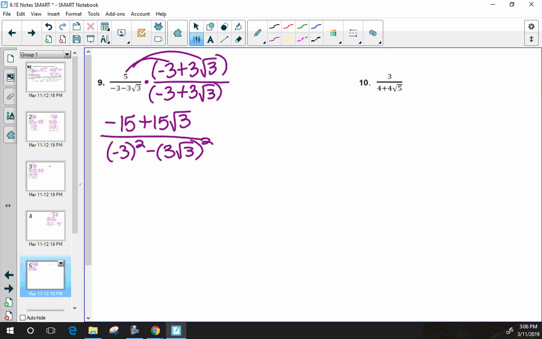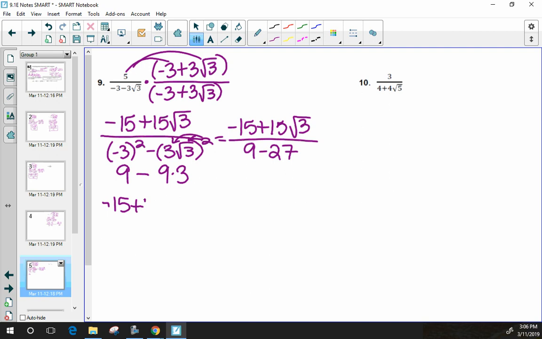Not much to do with the numerator so far, but let's clean this up down here. Negative 3 squared is just what, guys? 9 minus, and then 3, when I square this, I'm squaring both things. So 3 squared is 9, and then the square root of 3 squared is just 3. And then 9 times 3 is 27, right? So just so you know where that came from, we end up with 9 minus 27, which is going to be negative what? 18.